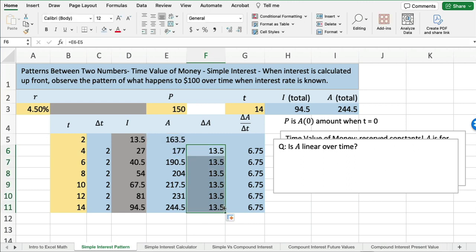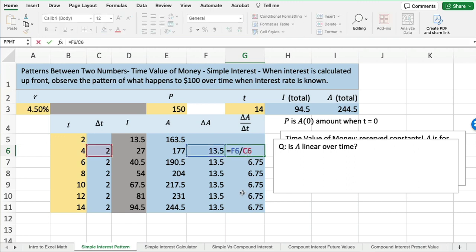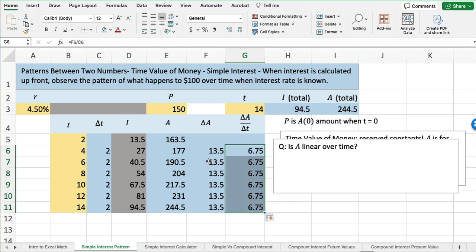So I want you to notice not only is delta T constant, but delta A is also constant. And we've talked about what that means. So just for the sake of calculating, let's figure out what delta A divided by delta T is. That's our slope, by the way, if there is a slope. So in column G, G6, type equals F6 divided by C6, and hit enter. And then fill that down. So that tells us that we do have a constant slope.